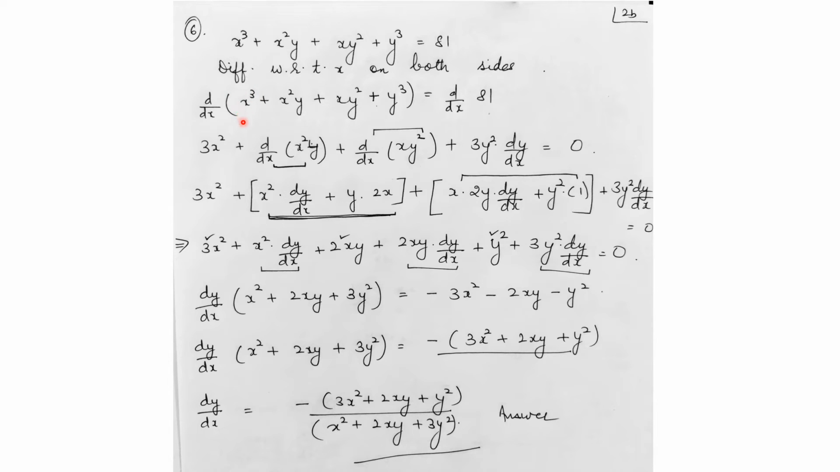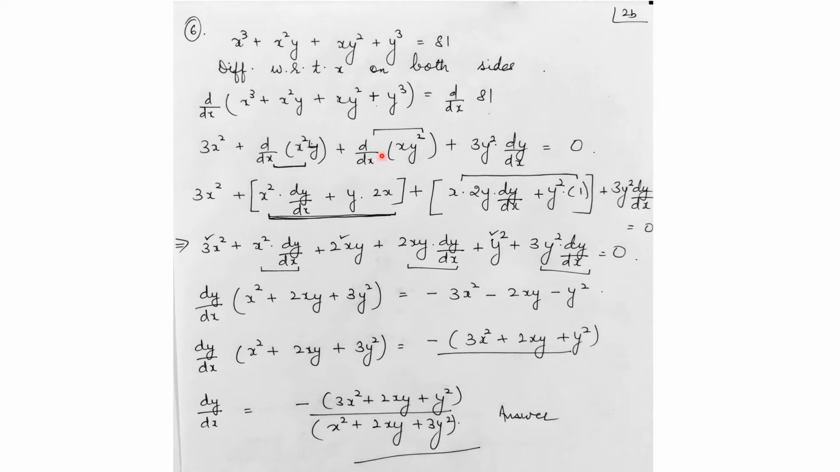D by dx x cube, you will get the answer 3x square. Okay. Now, d by dx x square y. This will be calculated in the UV formula. What you will write is: first term as it is, it means x square as it is. Derivative of the second term is y, it will be dy by dx, plus second term as it is, y as it is, into the derivative of the first term which is x square. The derivative of x square is written as 2x. So this d by dx x square y is calculated in this area and this is the answer.